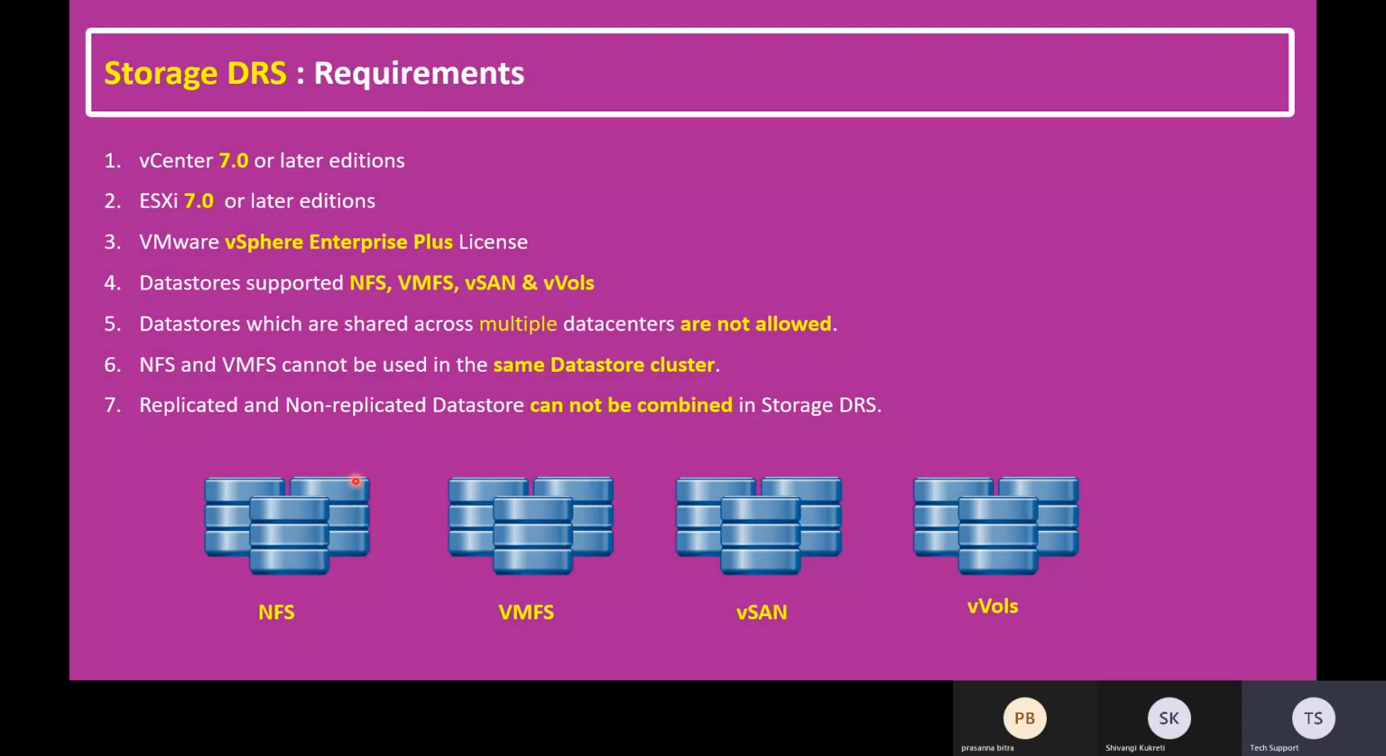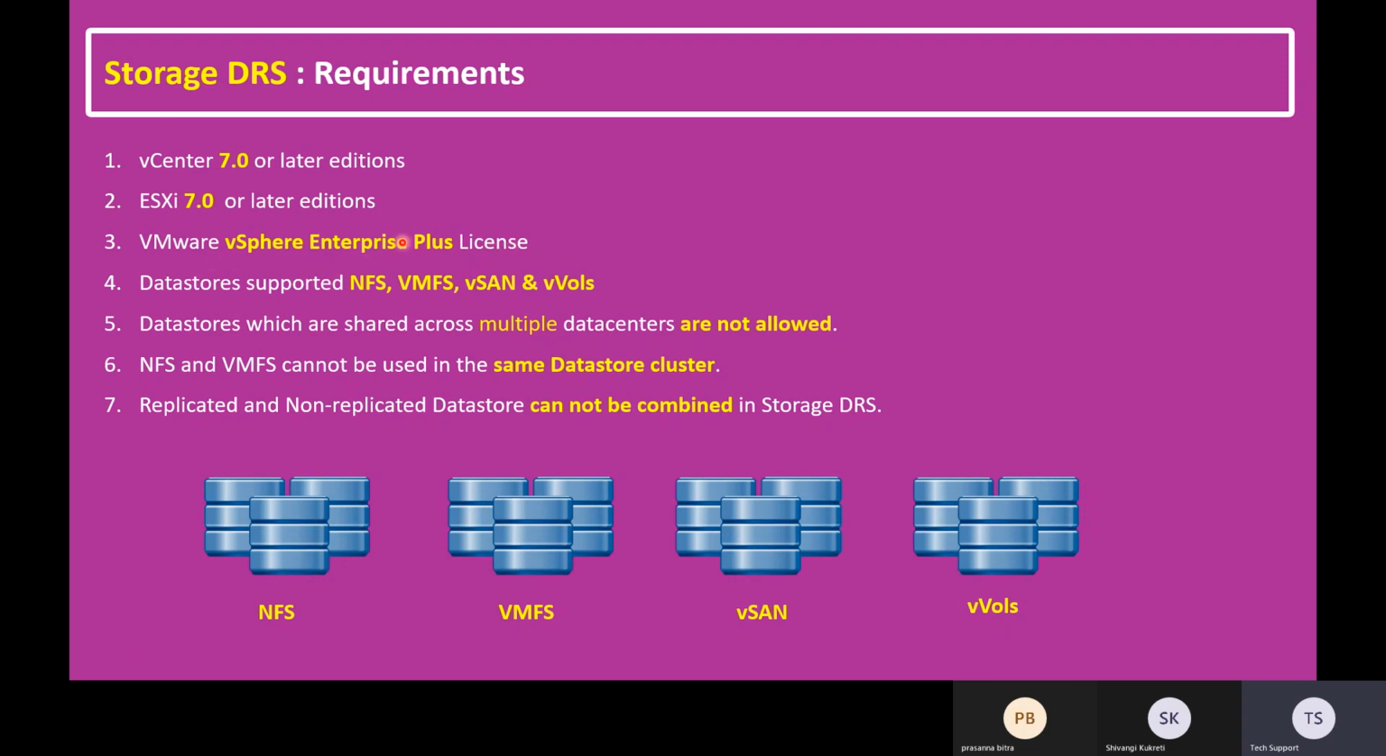Storage DRS requirements: as we are aware, it's a vSphere feature. That means we require a vCenter Server latest version 7.0 or any of the later versions like 7.0 update 1, update 2. Maybe in future VMware may release other 7 series versions. Similarly, we require ESXi also to configure storage DRS. And a VMware vSphere Enterprise Plus license is required.